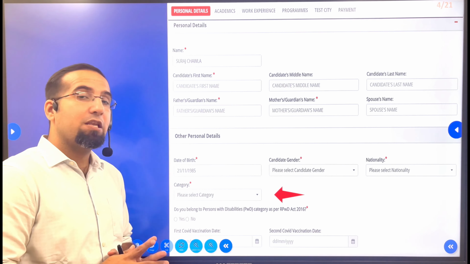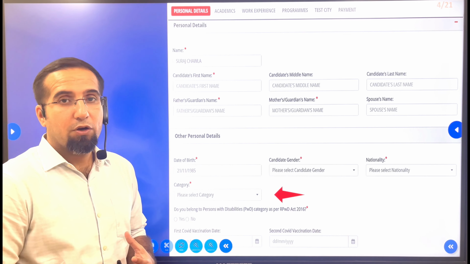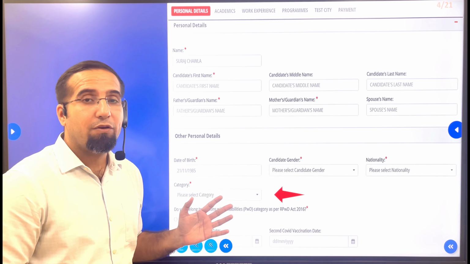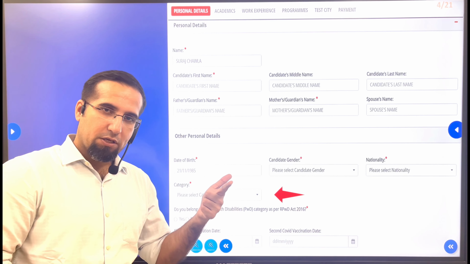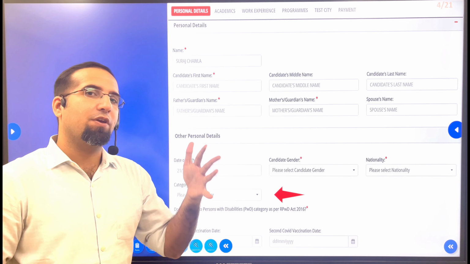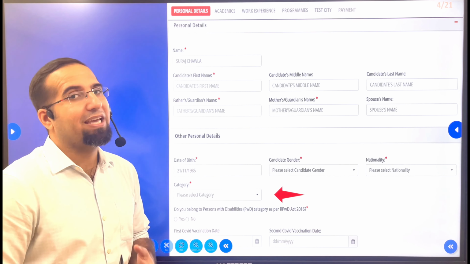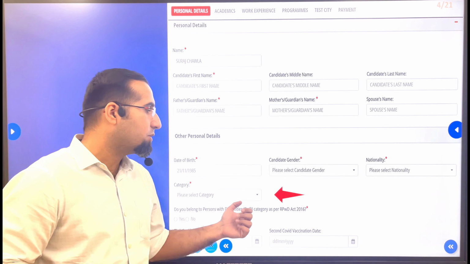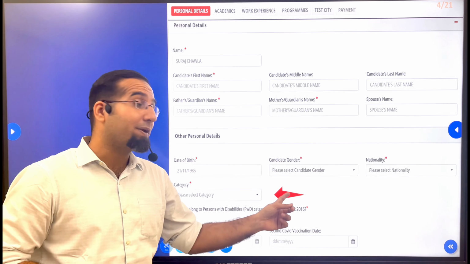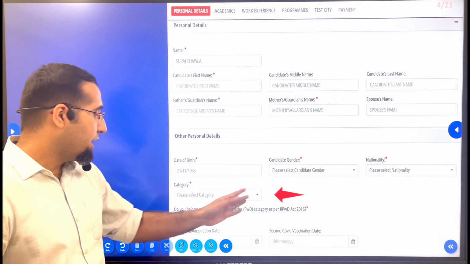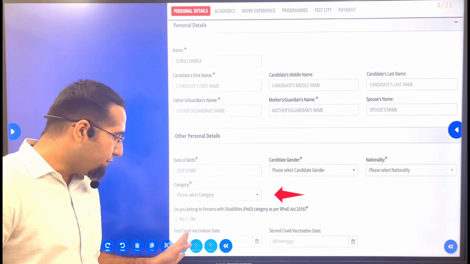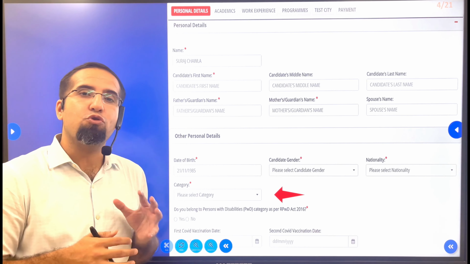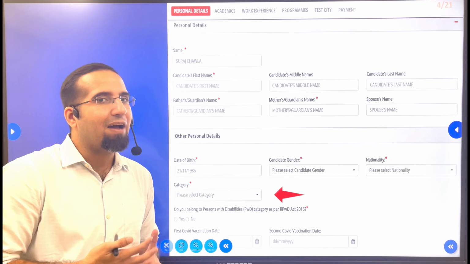Now this is an area which is very important, the category, right? I'll discuss in the coming slides what is important here in category. You will have to choose your category. We have general, EWS, and then SC, ST, OBC, and also the PWD category. Since it is mentioned here, do you belong to persons with disabilities as per the PWD Act 2016? If yes, then click here. You also see your first vaccination date and second vaccination date, but there is no star mark there, which means even if you don't remember them or don't have the certificate, it's okay.